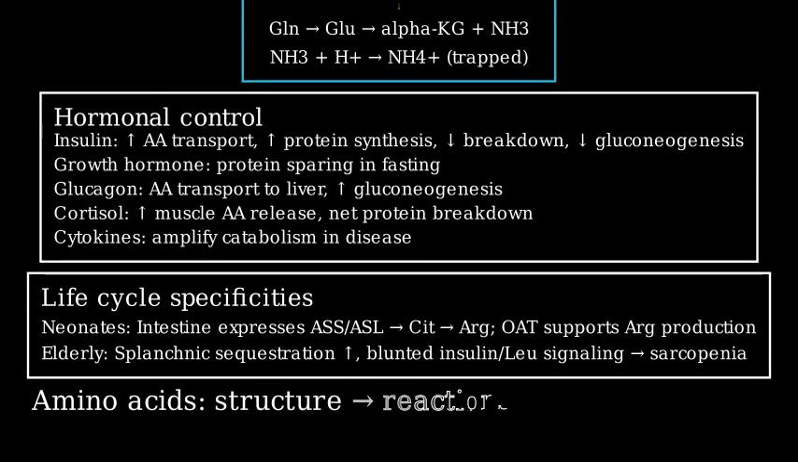To summarize, structure explains classification, transamination, deamination, and decarboxylation shape the chemistry, and organ systems coordinate nitrogen removal and carbon fuel distribution. Keep the big picture in mind. Amino groups move by transamination, carbon skeletons converge, the liver makes urea, the kidney makes ammonium, and hormones set the direction.